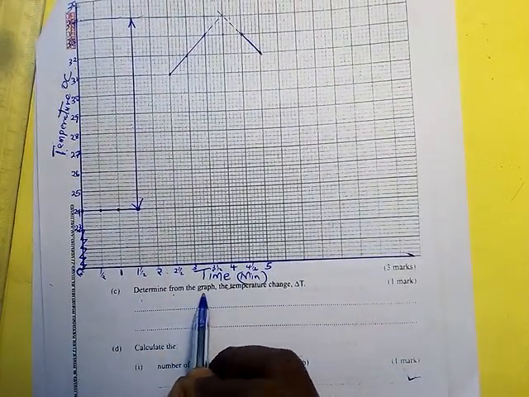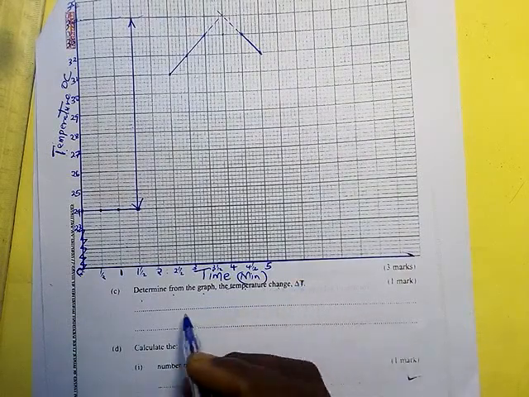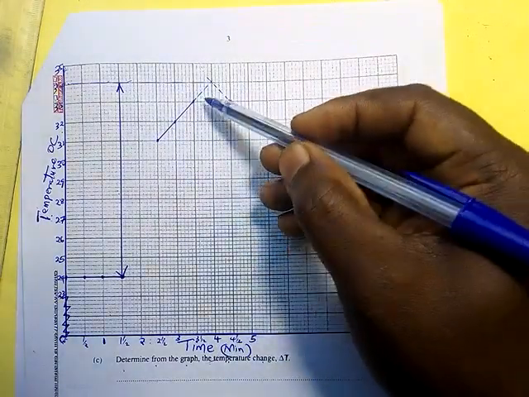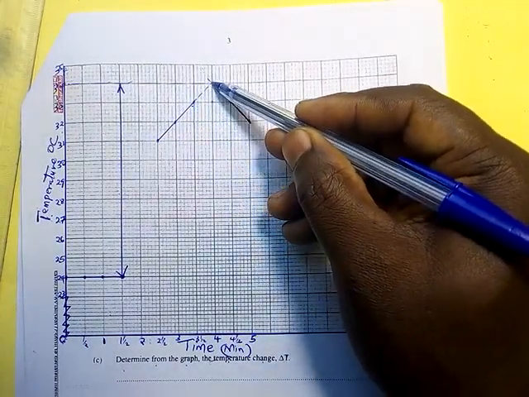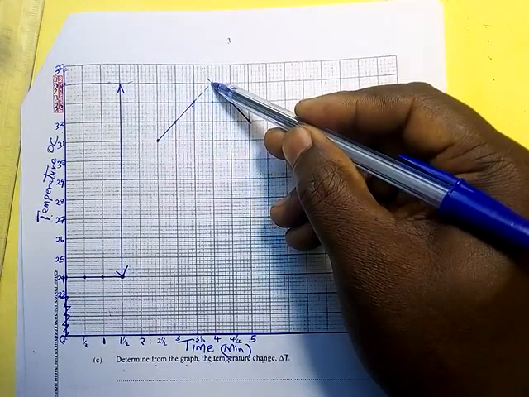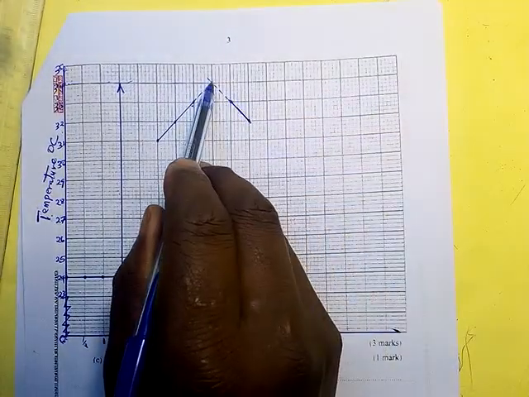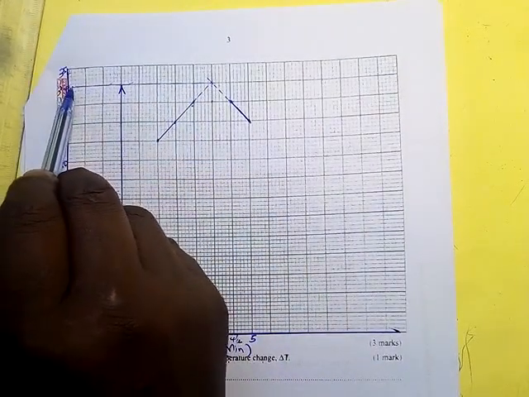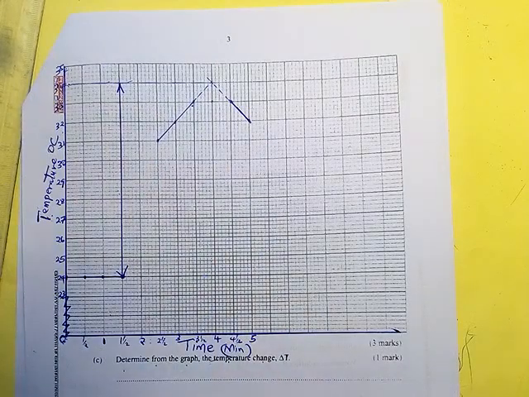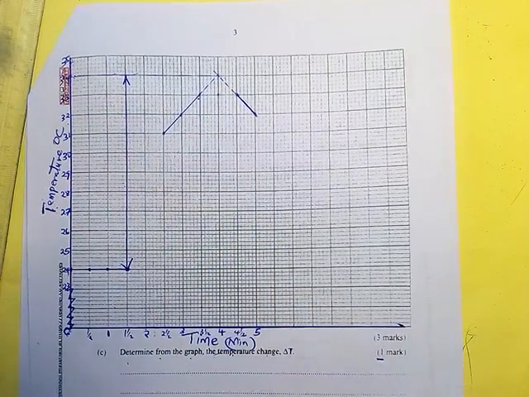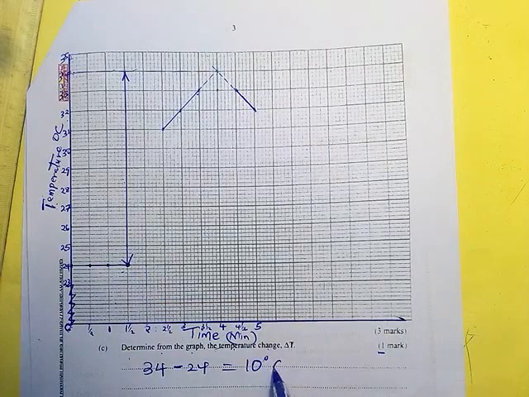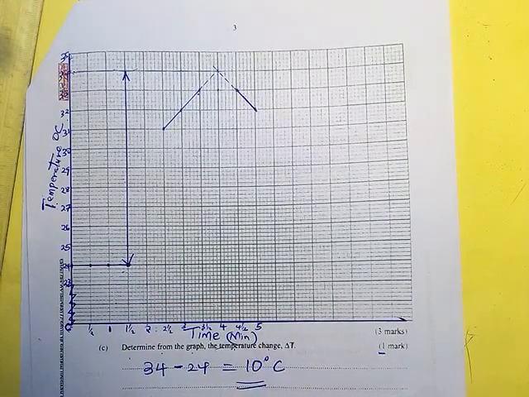Determine from the graph the temperature change. So we have done from the graph. So how will you show that you have used the graph? You must extend this line, and then from this, where the two lines meet, you go across like this with the dotted line. That will show that you used your graph. That's how you will get this 1 mark. So ours is 34 minus our initial, which was 24, and that one will give us 10 degrees Celsius, and that is the temperature change.